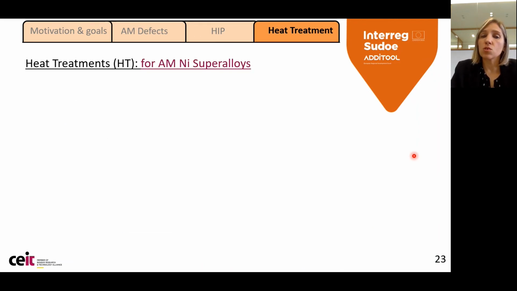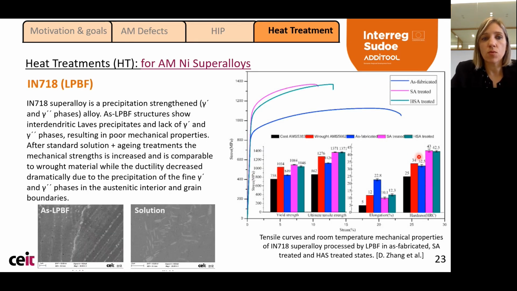So just some examples for different alloys, to understand why the standard heat treatments for casting and forging are not always the most suitable for AM materials. In this case, I will start with a well-known nickel-based superalloy, Inconel 718. In this case, we have an LPBF manufacturing process for this alloy. And just to note that this material is strengthened by gamma prime and gamma double prime phases.